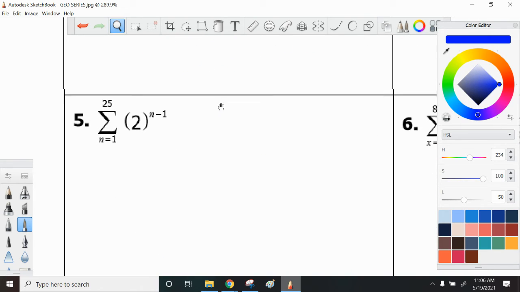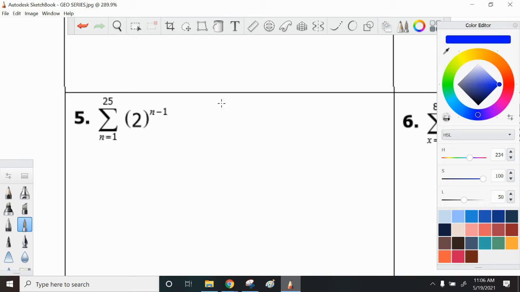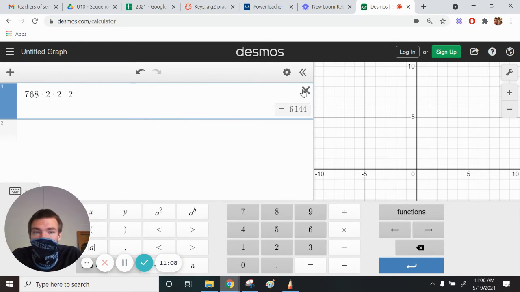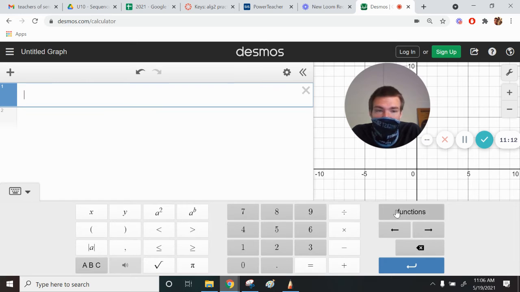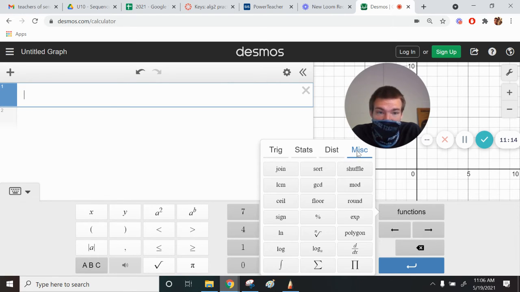We might see a question like this. Seeing a question like this is not too bad. We know how to handle this. This is sigma notation. We're going into Desmos. Let me get my face out of the way. We're going to functions, we're going to miscellaneous.